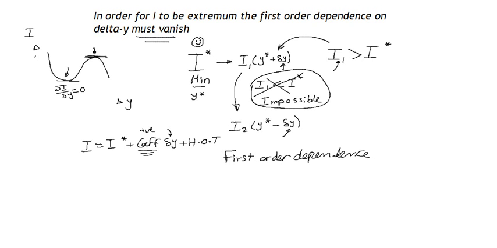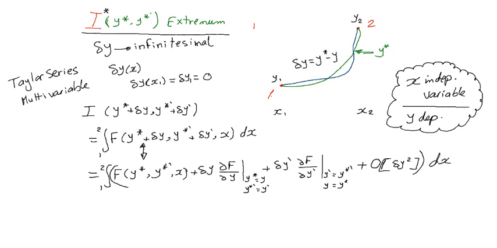Then for a positive delta y, I1 will be bigger than I star. This is possible if I star is the minimum. However, if you put a negative delta y, you get I2, you will get something smaller than I star, and this contradicts the assumption that I star is the minimum. That's all. So to solve this dilemma, this coefficient must be equal to 0. So now we know the condition for reaching an extremum. The condition is that this term should vanish.